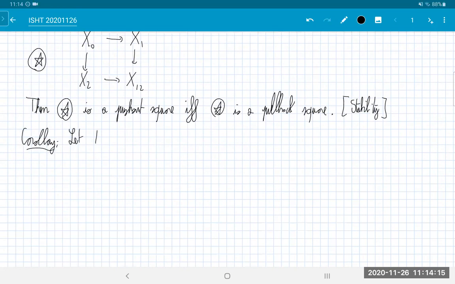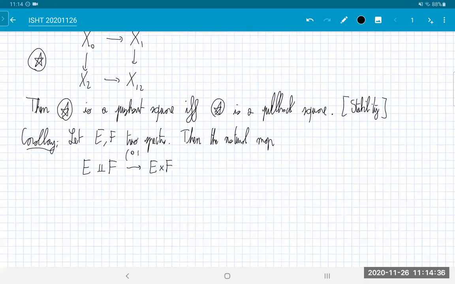Let E, F be spectra, then the natural map from the coproduct, sorry, I shouldn't call it disjoint union, to the product. This is because it's a pointed category. This corresponds to the matrix 0, 1, 1, 1, 1, 0, 0.